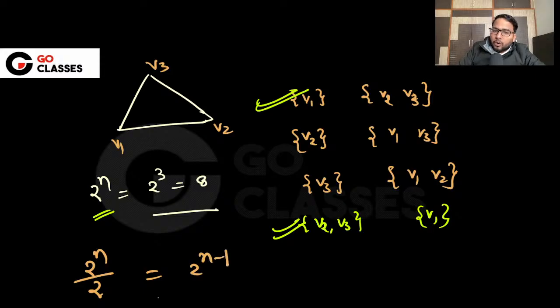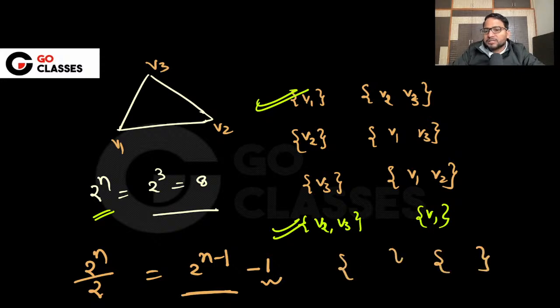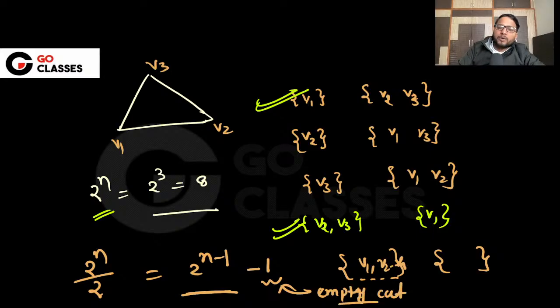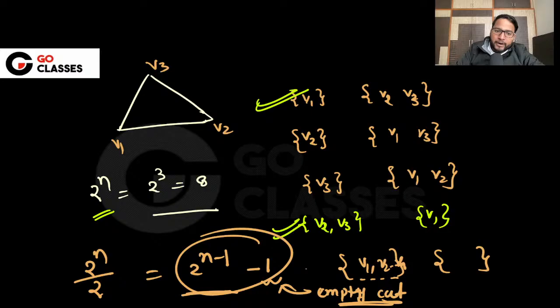And also we will not be having an empty cut. If there is nothing on one side and all the vertices v1, v2, vn are on the other side, this is not a cut. So we subtract that empty cut. Hence the total number of cuts will be 2 power n minus 1 minus 1. Understood?